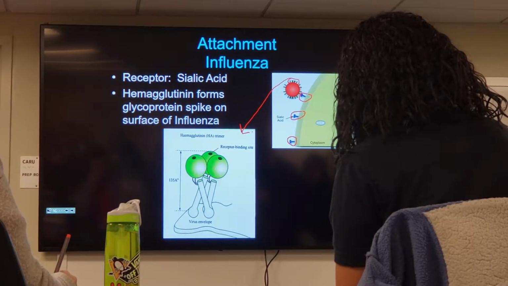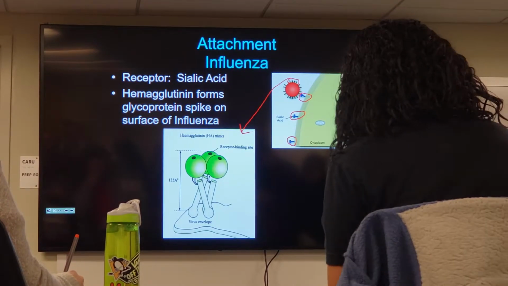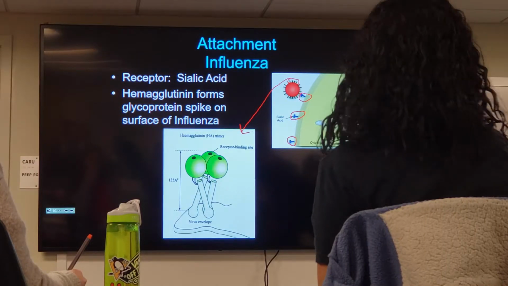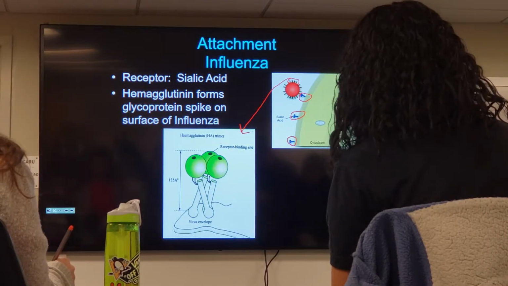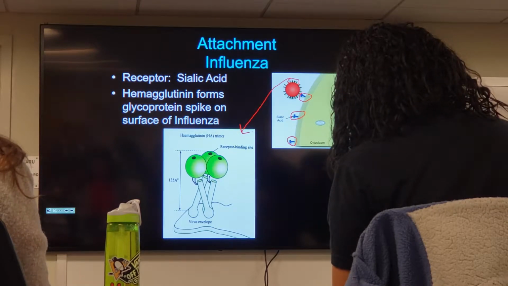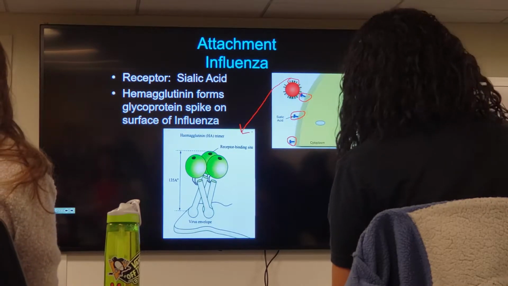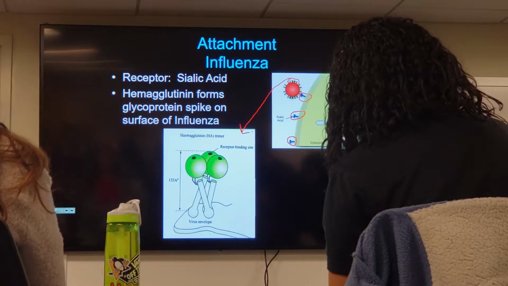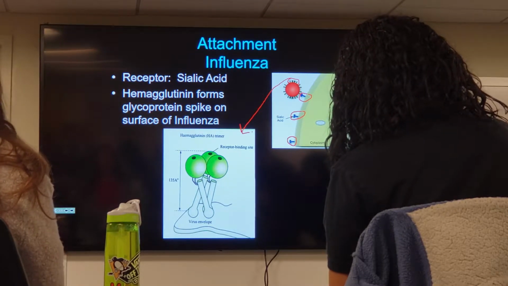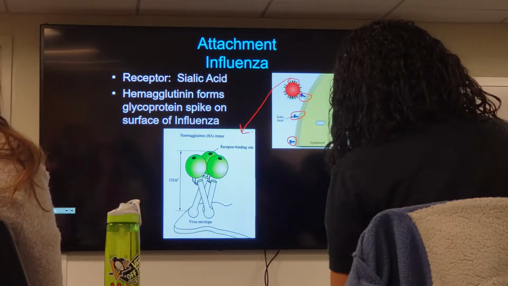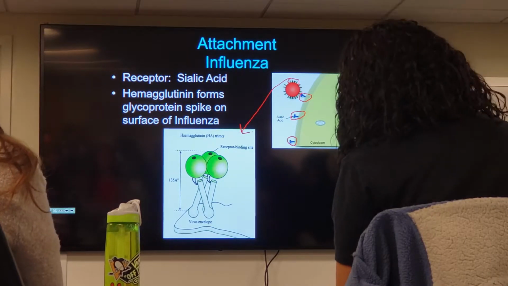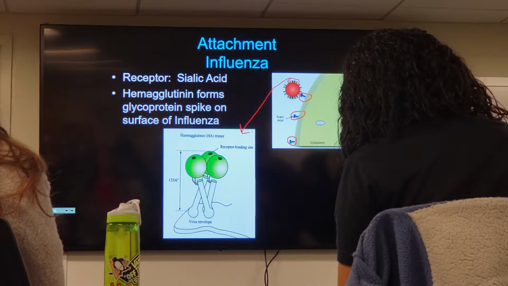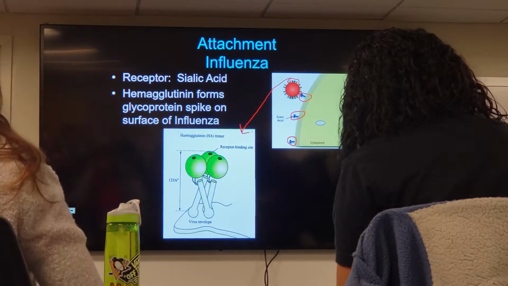Now the problem with this is that a lot of cells have sialic acid receptors on the surface. So there is very little specificity inferred here by this VAP receptor interaction. So influenza can infect lots of different cells, a very wide range of cells when it gets inside your body, right? Who's had the flu before?